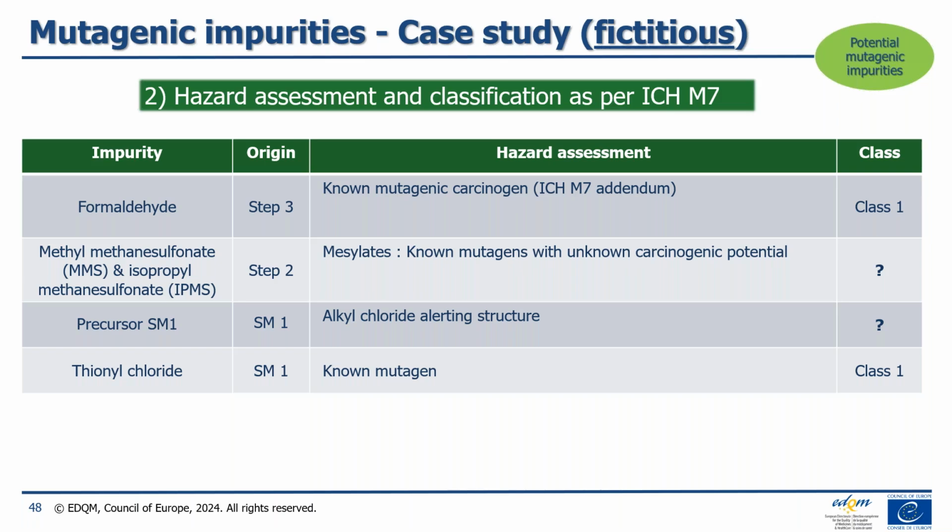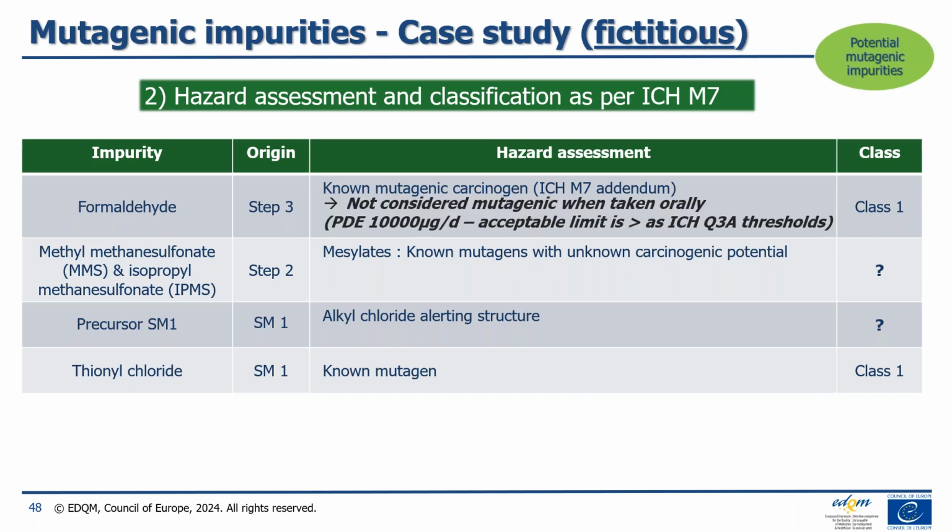Coming to formaldehyde. It is a known mutagenic carcinogen, which is reported in the ICH M7 addendum. So it is actually classified as class 1. However, it is not considered to be mutagenic when taken orally, which is the case here for venlafaxine hydrochloride. And this is because its permitted daily exposure is so high that it will lead to an acceptable limit which is way above ICH Q3A thresholds. So in this particular case, formaldehyde will be treated as not mutagenic.